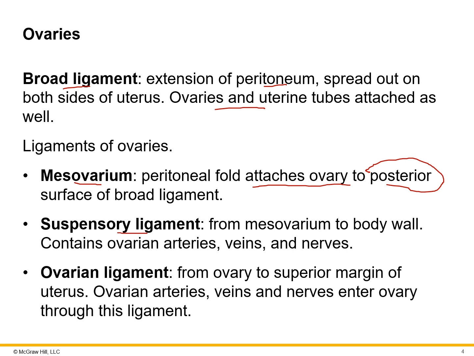The suspensory ligament, so we're thinking about suspending something, goes from that mesovarium to the body wall. That's where the arteries, veins, and nerves would actually be coming in, so the blood supply as well as neural communication. And then finally, the ovarian ligament. This is going to be the ovary to the superior margin of that uterus.